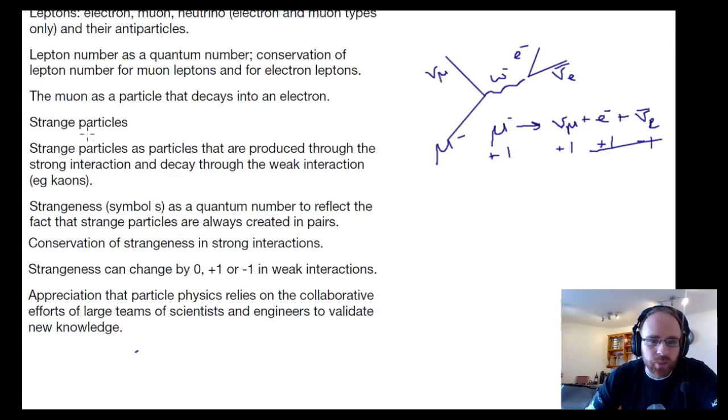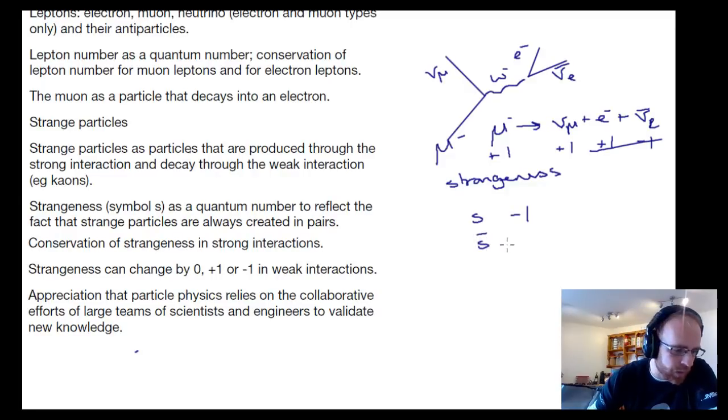Strange particles. Any particle which contains a strange quark has what's called strangeness. So a strange particle, strangely, has a strangeness of -1, and an anti-strange particle has a strangeness of +1.